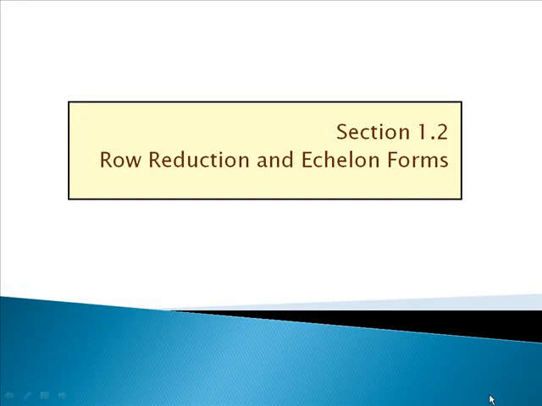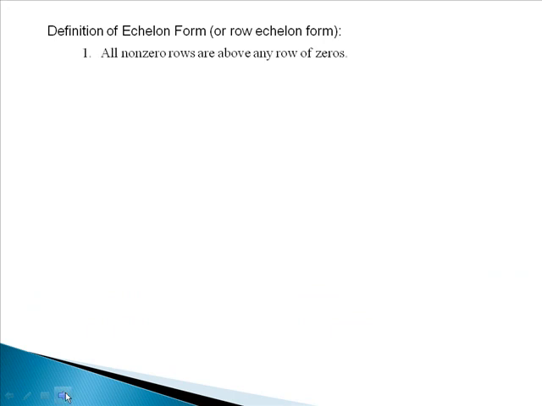Linear Algebra, Section 1.2, Row Reduction and Echelon Forms. The definition of echelon form or row echelon form is threefold. First, all non-zero rows are above any rows of zeros. A non-zero row would be one that contains at least one non-zero entry.